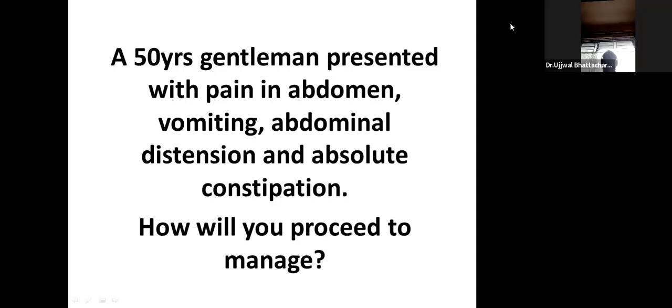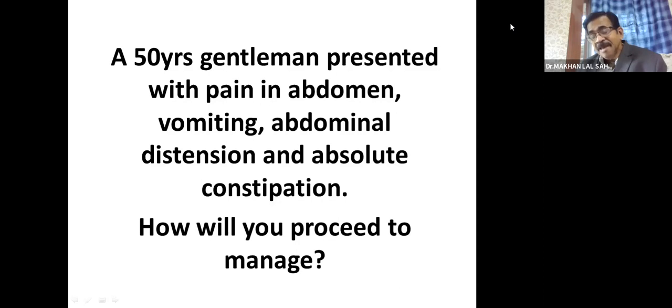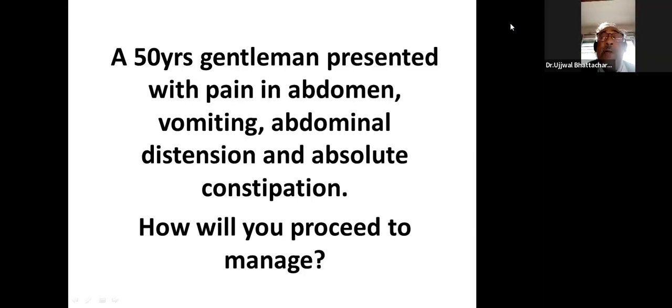And what happens to the right iliac fossa? Sir, empty right iliac fossa. Yes, empty right iliac fossa. And what if it is too late? Any lump will be palpable per abdomen, if it is somewhat late in its presentation.